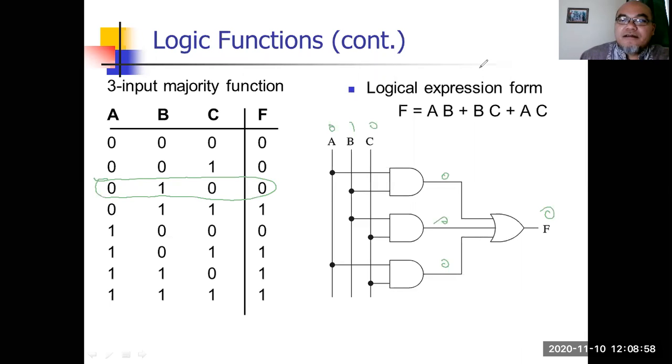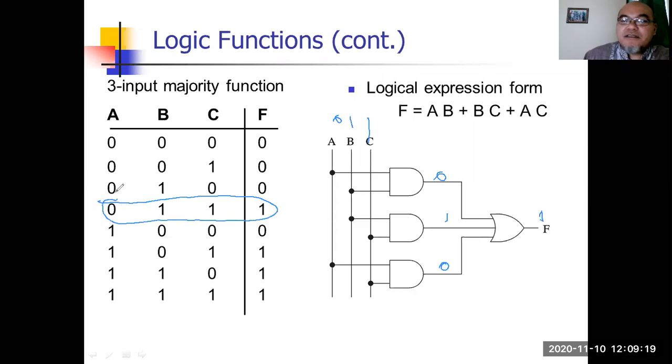Then the fourth possibility is 0, 1, 1. 0 and 1 becomes 0. 1 and 1 becomes 1. 0 and 1 becomes 0. 0 or 1 or 0, the value is 1. So this is also correct. 0, 1, 1, the majority is 1. The majority of the inputs are 1, so that's why the value is also 1.